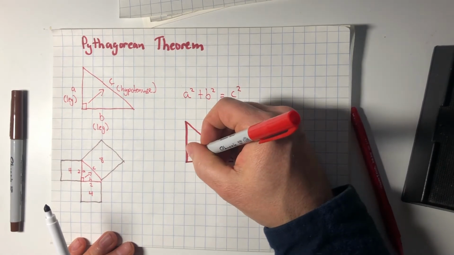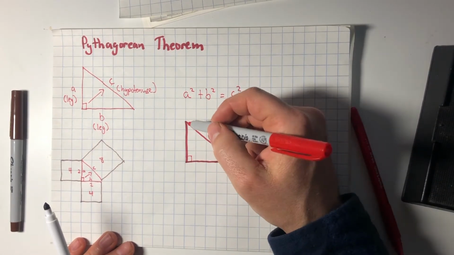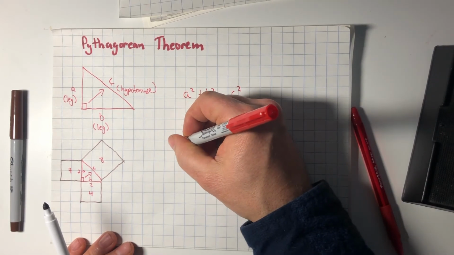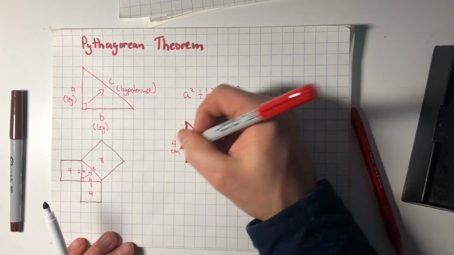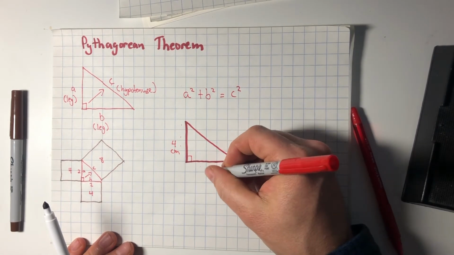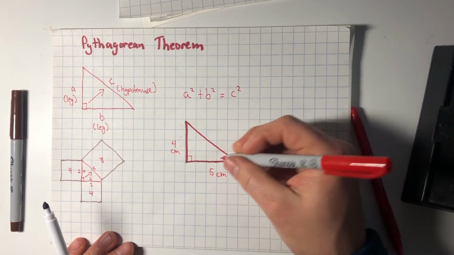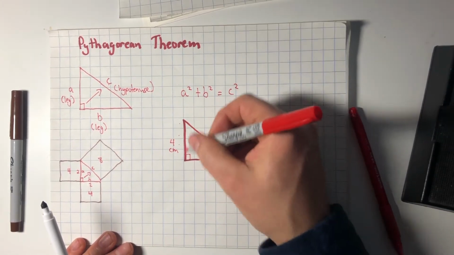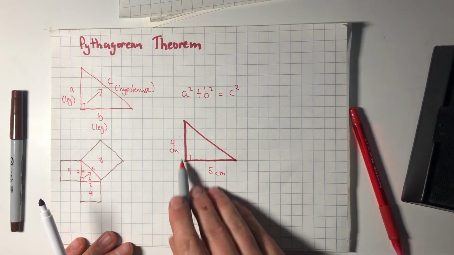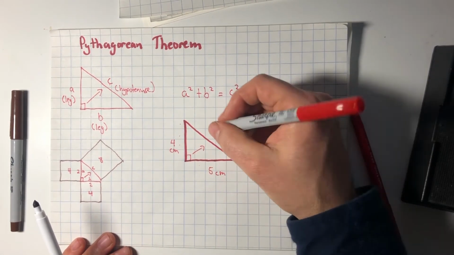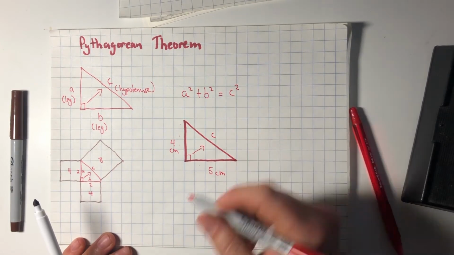So here's our example. If we have this one, and let's say this is 1, 2, 3, 4 units, so we have 4 centimeters. And this one is 1, 2, 3, 4, 5 centimeters. We know that these are the legs, right? Because they are the two sides that are creating that 90 degrees. So we know that this one is going to be our c. We don't know what it is.